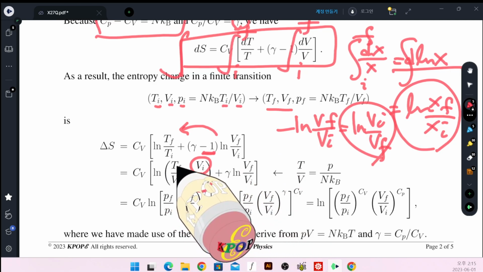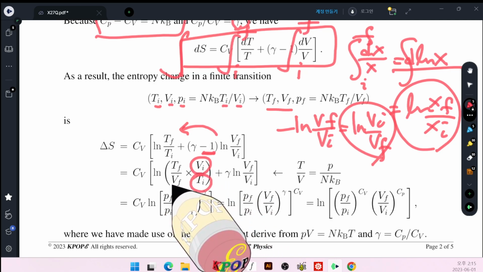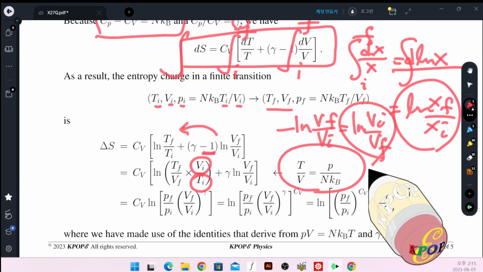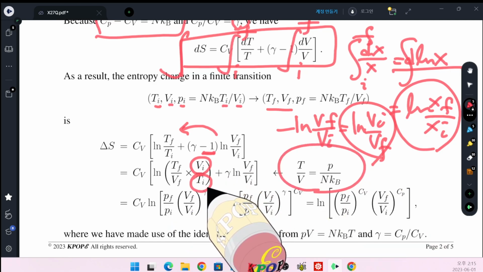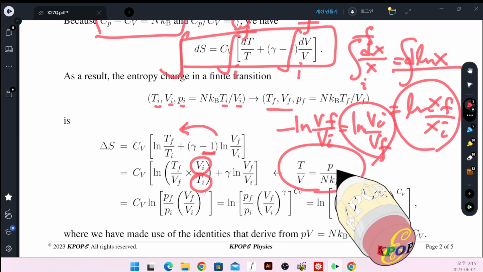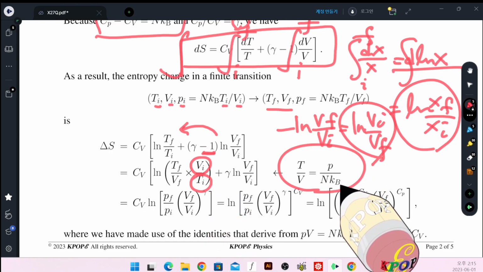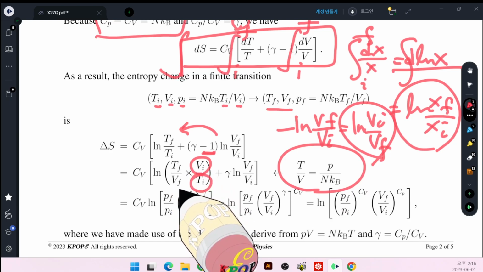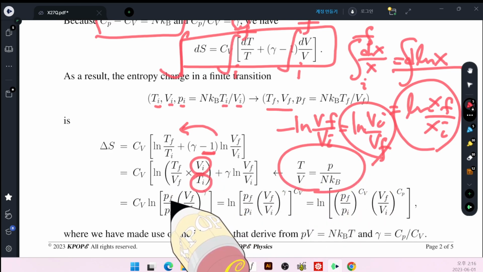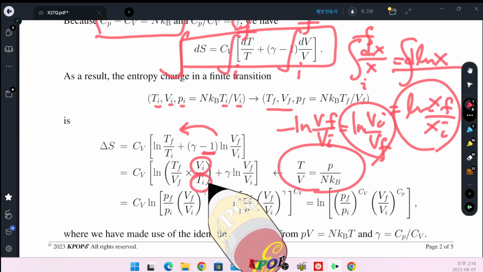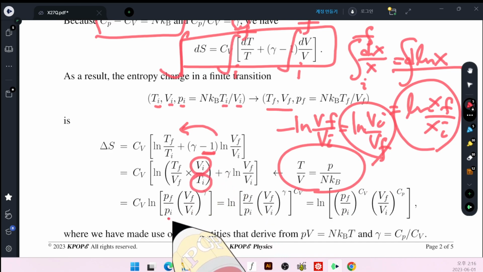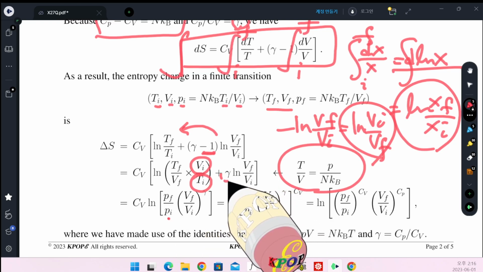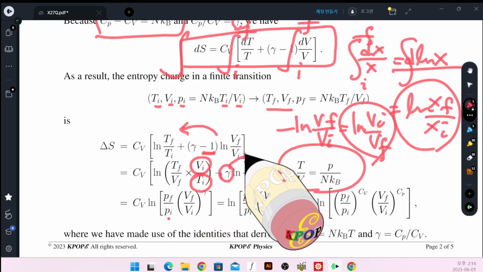Temperature divided by volume. So from the equation, PV equals NkBT, temperature divided by volume is pressure divided by NkB. So what we have is this kind of form. The final temperature divided by volume is the pressure of the final state, and the temperature appears here, the pressure in the initial state. And then in here, this gamma can be moved above.